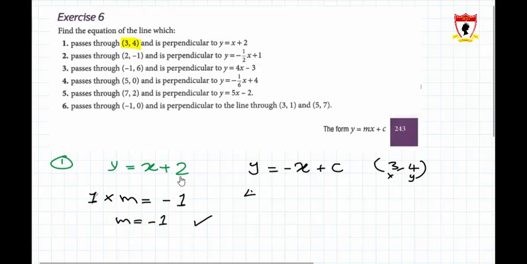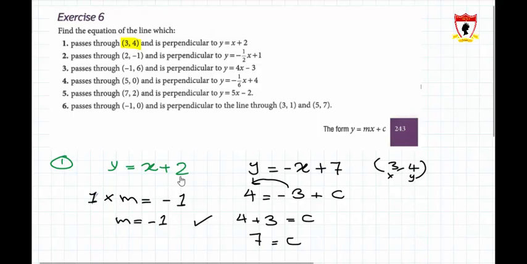4 equals negative 3 plus c. Now, we want to have c alone on this side, so this negative 3 goes to the other side and will be positive. 4 plus 3 is equal to c. So from this, c is equal to positive 7. Now we know the value of c. We can complete the equation. c is positive 7, so instead of plus c, we write plus 7.